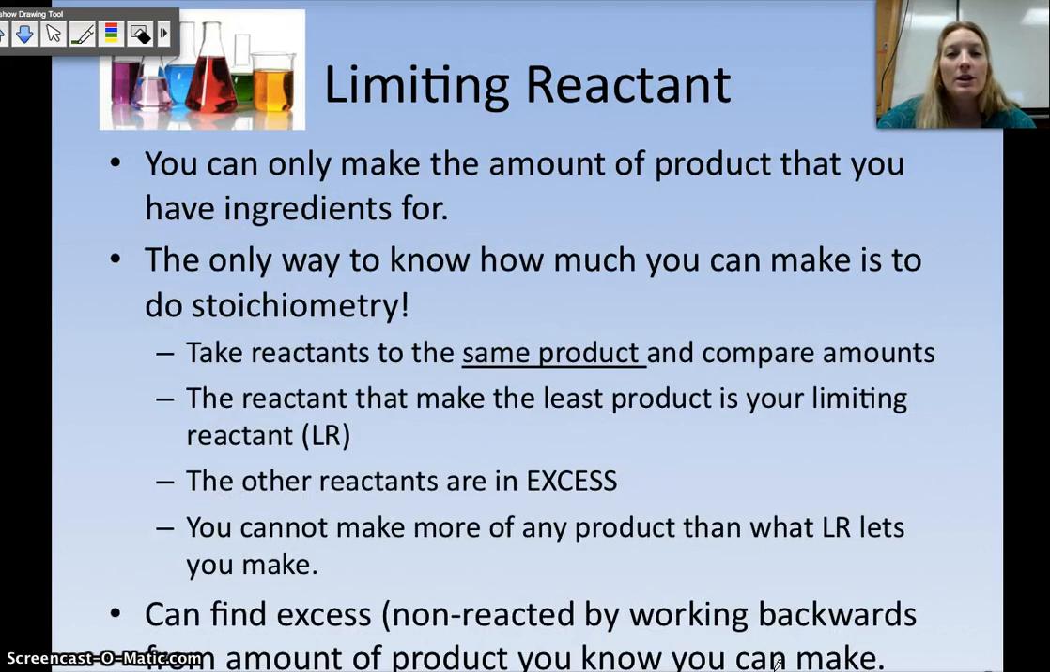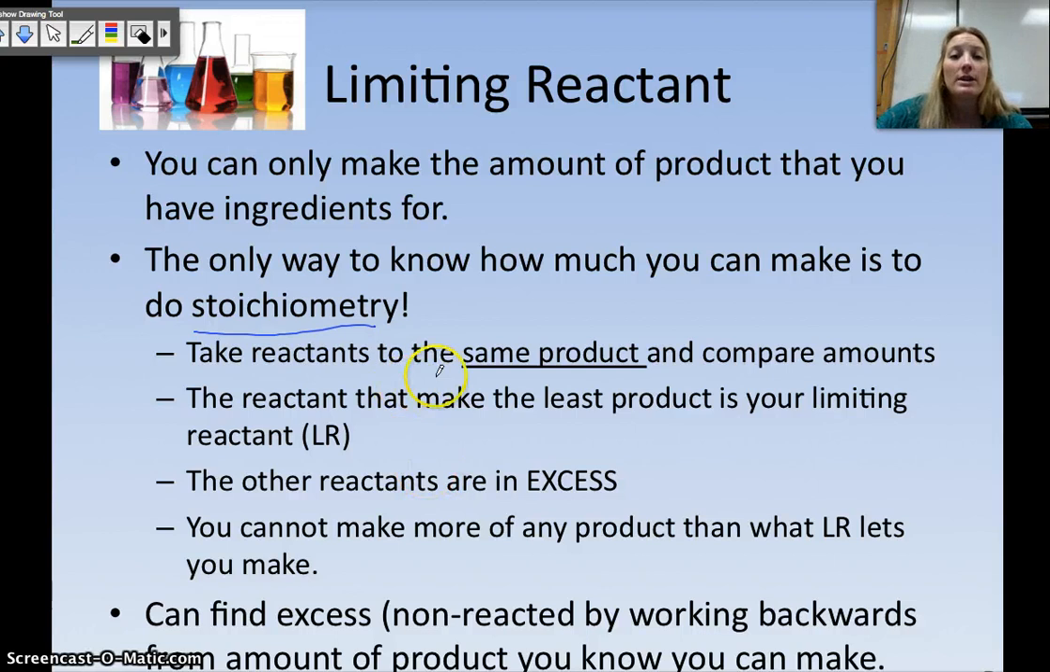So basically, all this is saying is that you can only make the amount of product that you have ingredients for. If you don't have enough ingredients, you're not going to be able to make as much product. So the only way that we can know how much we can make is to do stoichiometry. And we're going to have to do it twice. Count it, 1, 2, twice.